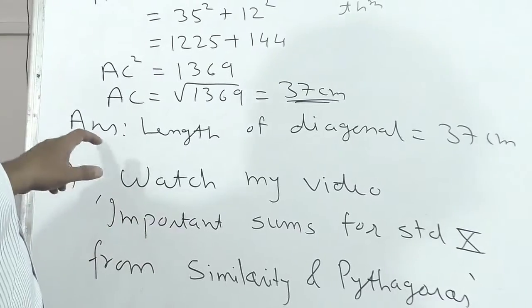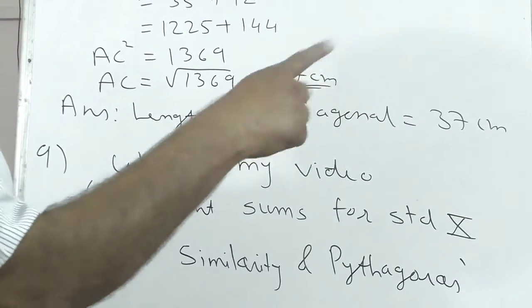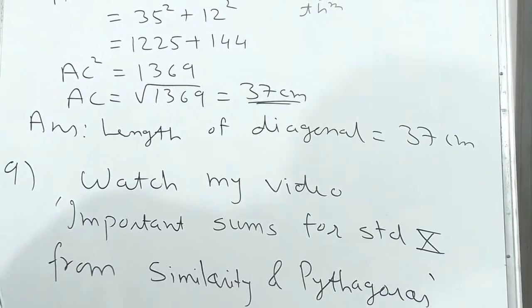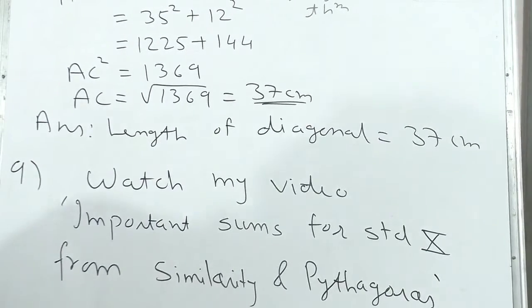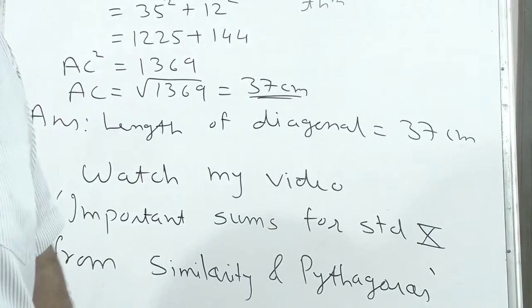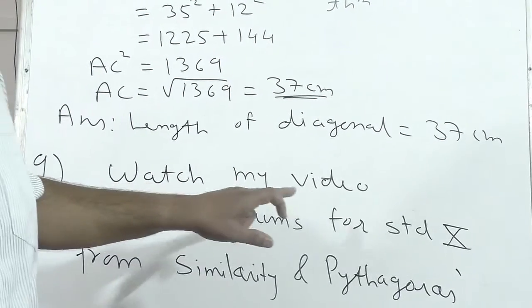37 centimeter. So the length of the diagonal is 37 centimeter. You start writing 37 square, 35 square, middle 39 square. Make a table. And the 9th sum, I have already solved. There was urgency during a board exam. I have solved it. Watch my video.